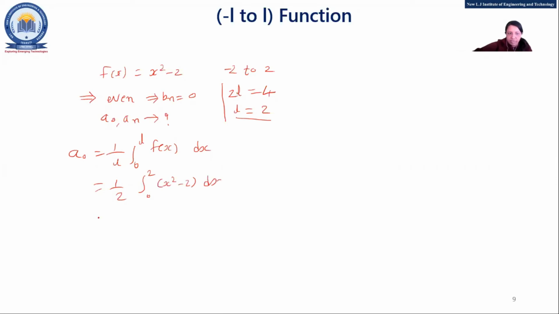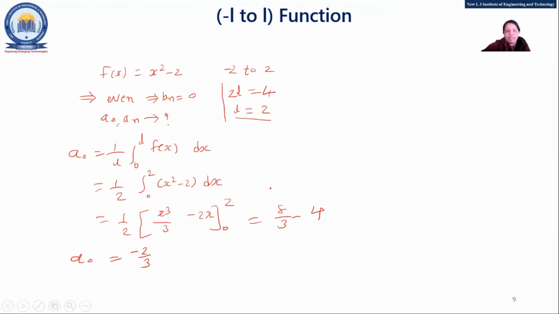Okay, simple integration. 1 by 2, this is x cubed by 3 minus 2x, fine, from 0 to 2. What is the final answer of A0? It's very simple. Minus 2 by 3. Yes, simple, right? It's minus 2 by 3. When this is 0, the lower limit, both are 0. So only the upper limit: 2 raised to 3, 8 by 3 minus 4. So that is the calculation of A0.